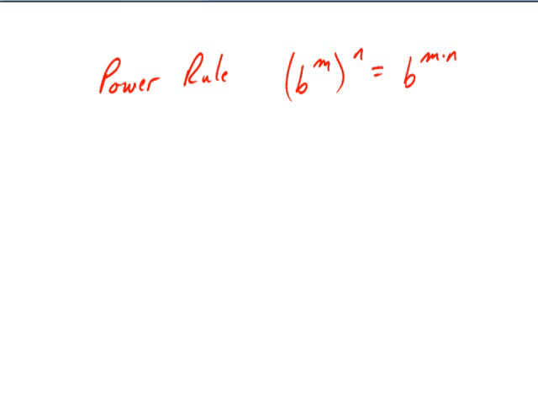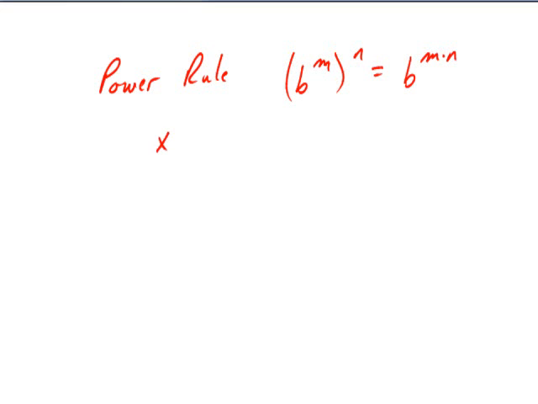A third rule that I want to talk about is the power rule. It looks like this. b to the m, all raised to the nth power, is the same as b to the m times n, which says if we have some value with an exponent raised to another exponent, we multiply those exponents.